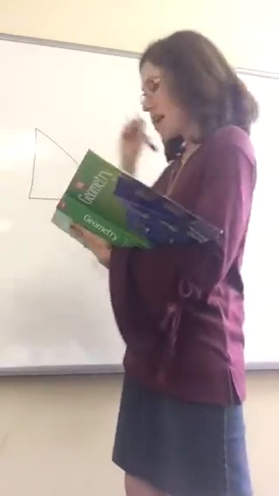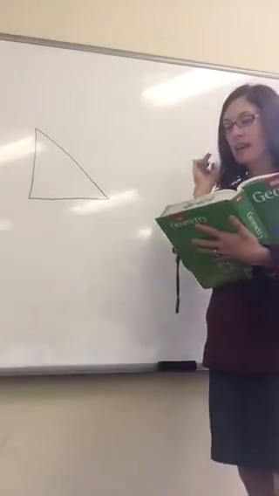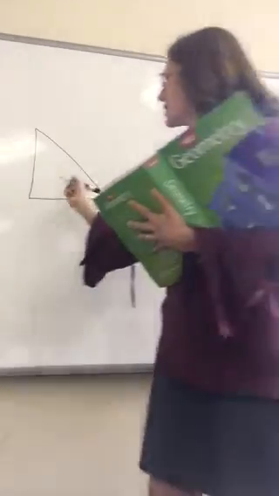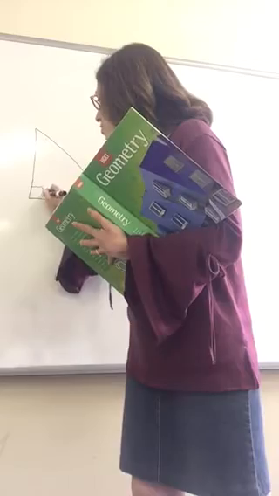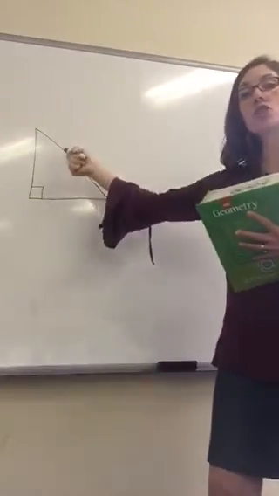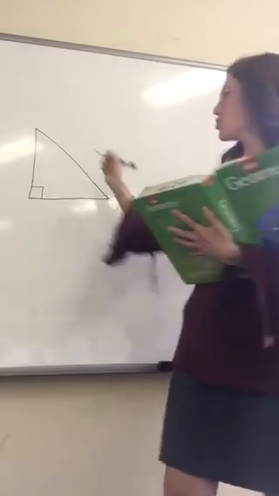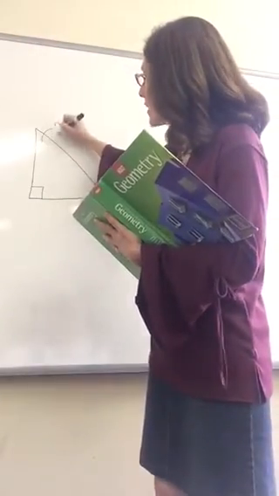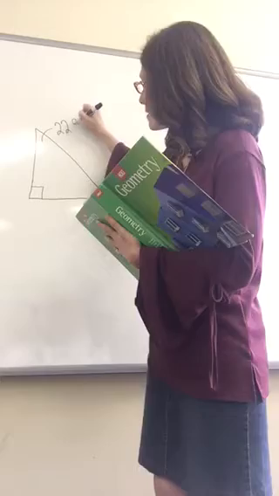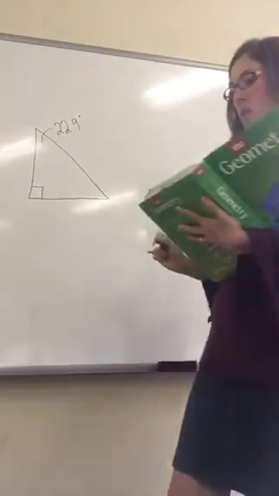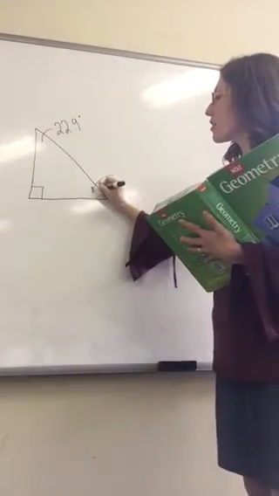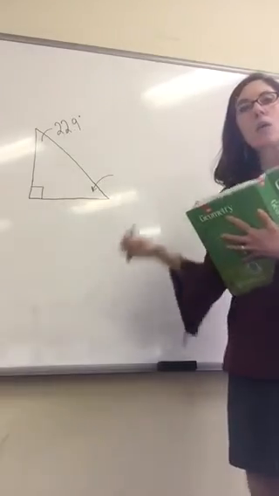So let's try that. One of the acute angles in a right triangle, okay, so let's label the right angle in the right triangle, and then remember we have 2 acute angles. One of the acute angles measures 22.9 degrees. What is the measure of the other acute angle? How are we going to get that?